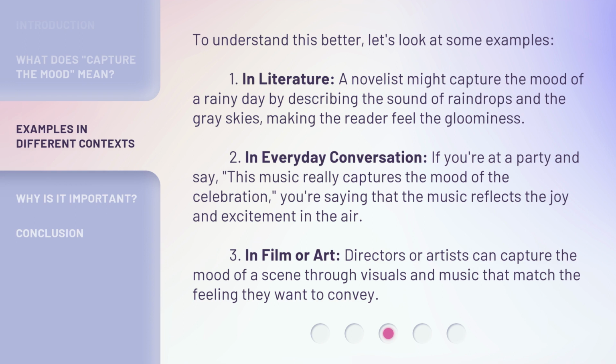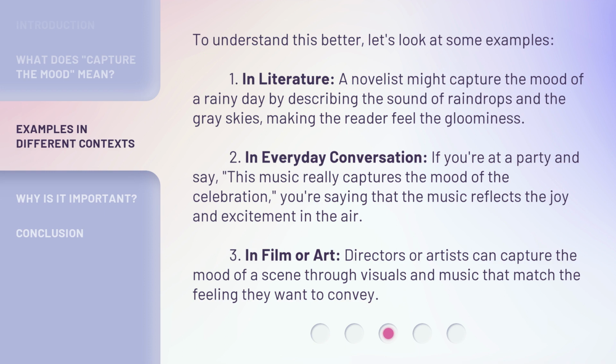To understand this better, let's look at some examples. 1. In literature, a novelist might capture the mood of a rainy day by describing the sound of raindrops and the gray skies, making the reader feel the gloominess.